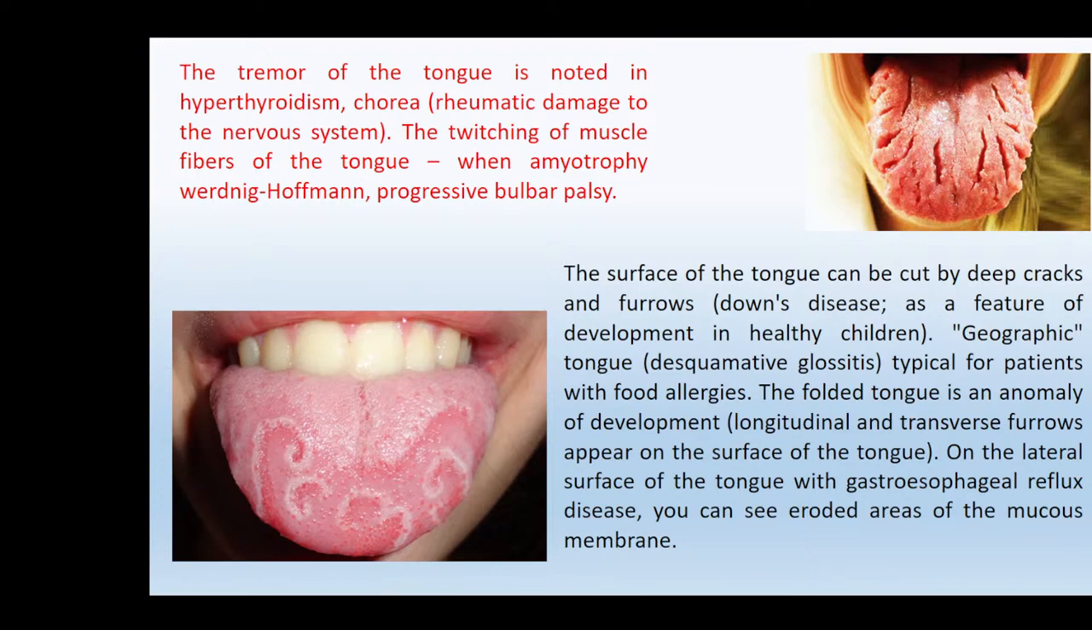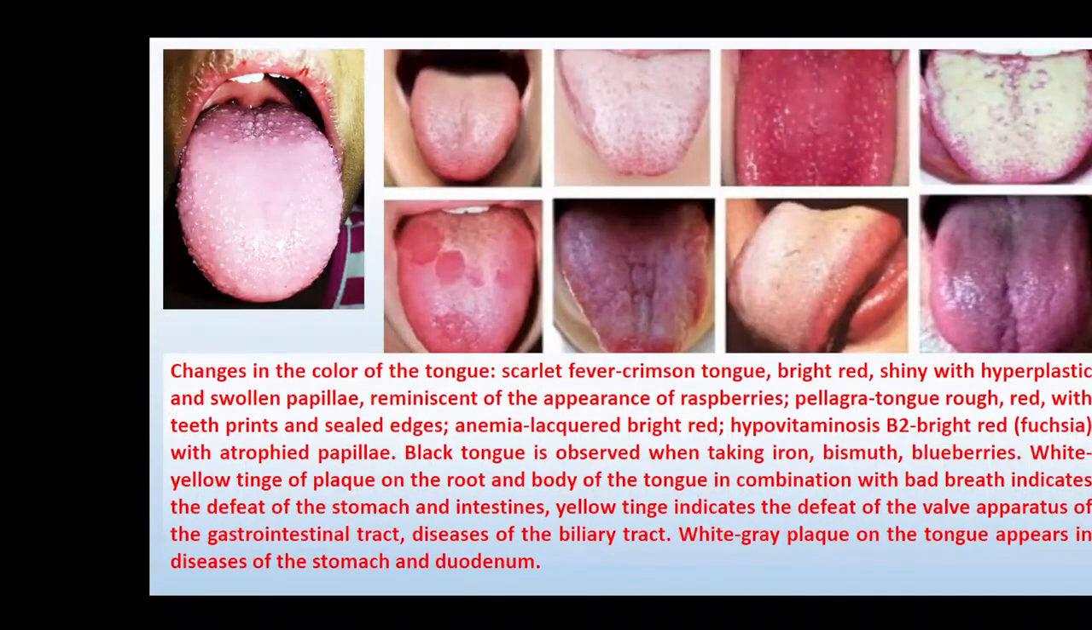It's typical for patients with food allergy. Geographic, such as maps, or map pictures on the surface of the tongue. You can see different changes of color of the tongue.